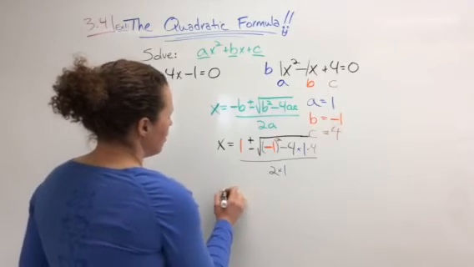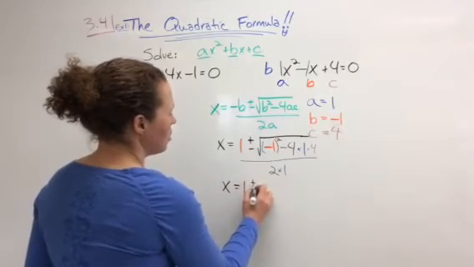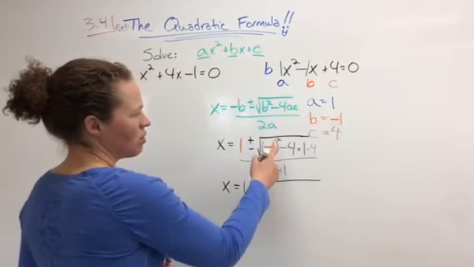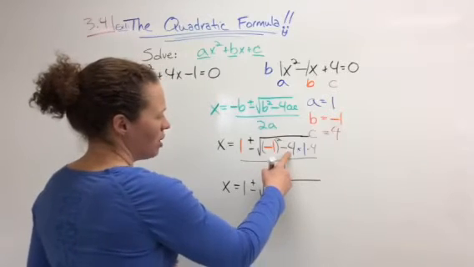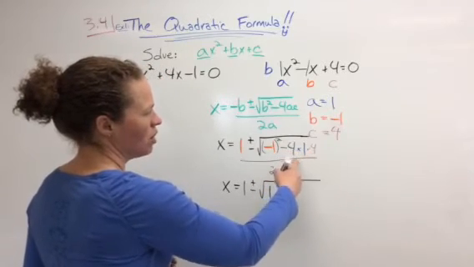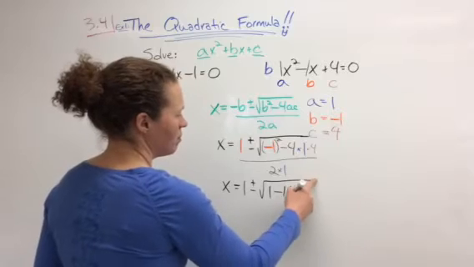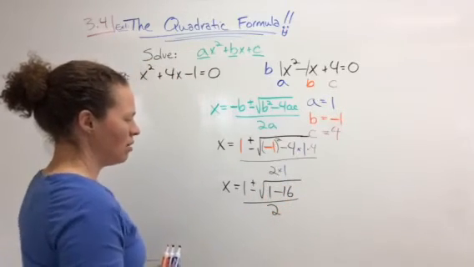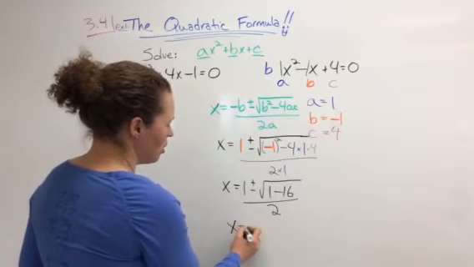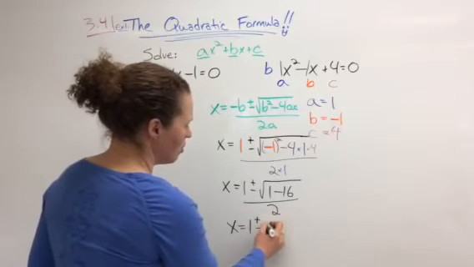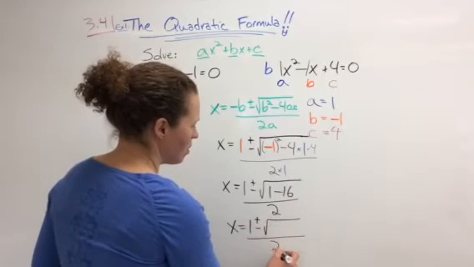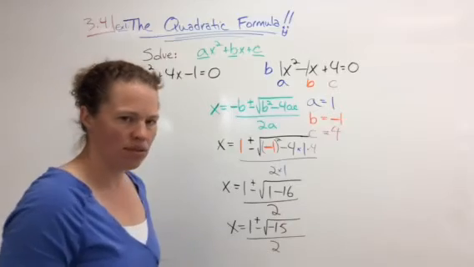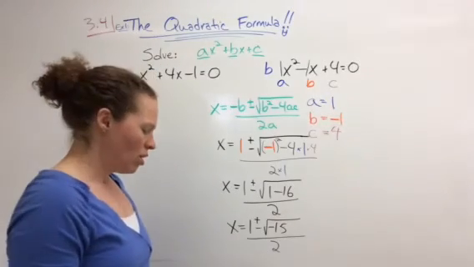So I've got my x equals 1 plus or minus the square root of negative 1 squared is just 1, minus 4 times 1 times 4 is just going to be 16, over 2 times 1 is 2. Now, this is an interesting one because when I simplify under the root sign, 1 minus 16 is 15, but it's a negative. Wait a minute.